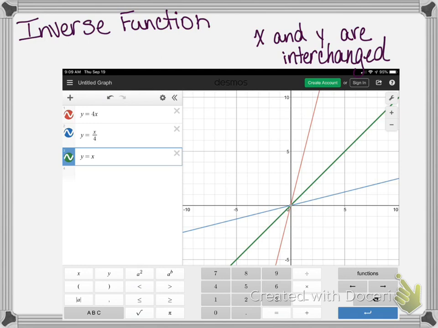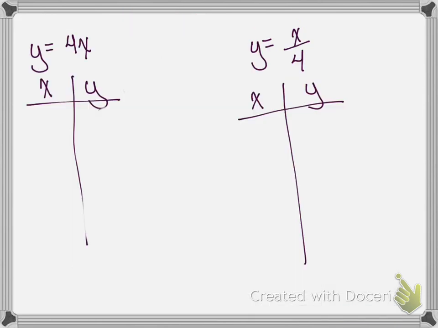What I want you to do right now is find y equals 4x for x equals -2, -1, 0, 1, and 2. I'm going to give you a couple minutes to do that. Or actually, I'm not going to give you a couple minutes. I'm going to give you about 1.